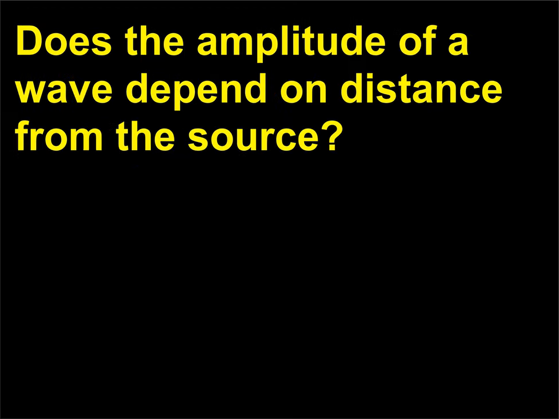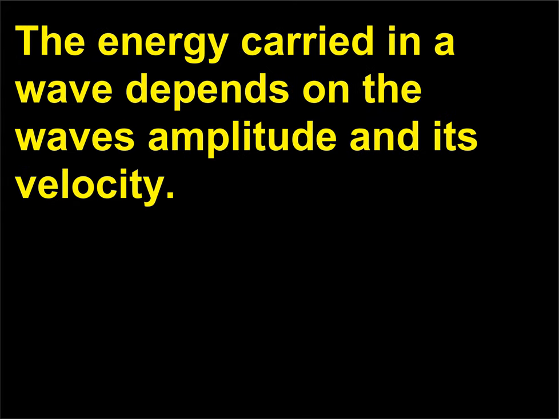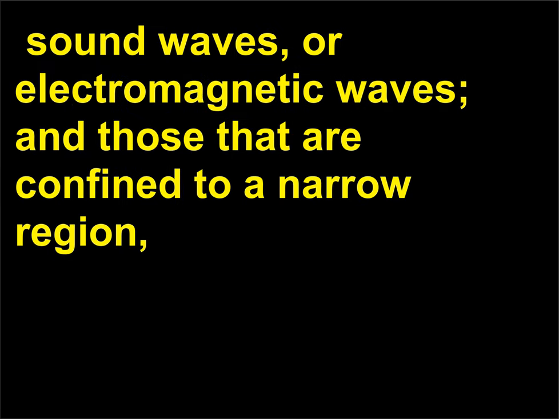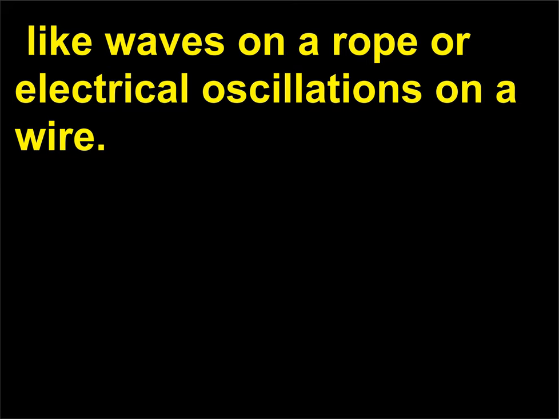Does the amplitude of a wave depend on distance from the source? The energy carried in a wave depends on the wave's amplitude and its velocity. Waves can be put into two categories: those that spread, like water waves on a pond, sound waves, or electromagnetic waves, and those that are confined to a narrow region, like waves on a rope or electrical oscillations on a wire.